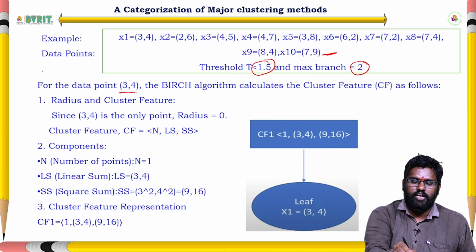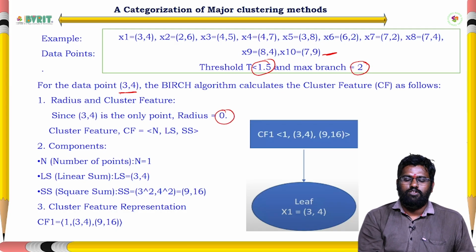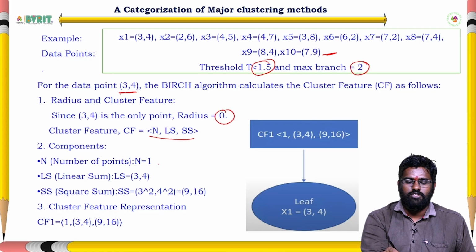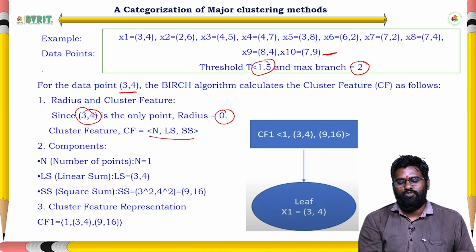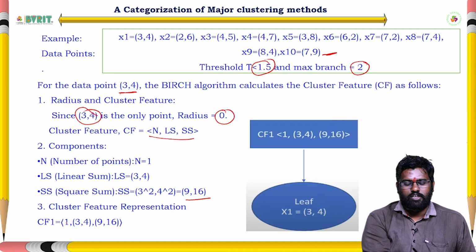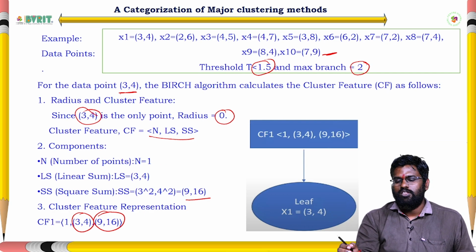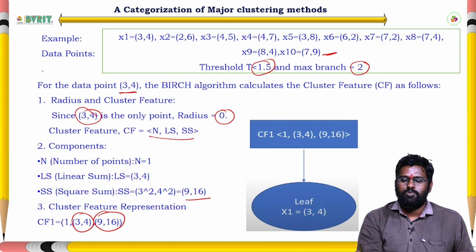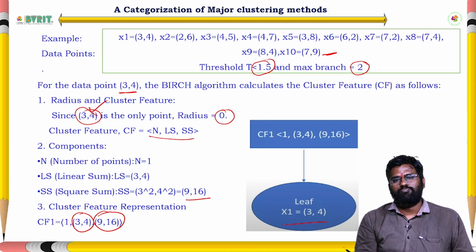First I take the data point 3, 4. It does not have any other values, it has only 1 point, so the radius value will be 0. So N, LS, SS: N contains only 1 for x1, LS the linear sum value is 3, 4, then the sum of squares value is 3 squared plus 4 squared, so that is 9, 16. So our CF1 value is N, LS, SS. The leaf node for this is the point we are calculating CF for, 3, 4, so I have written that 3, 4 leaf here.